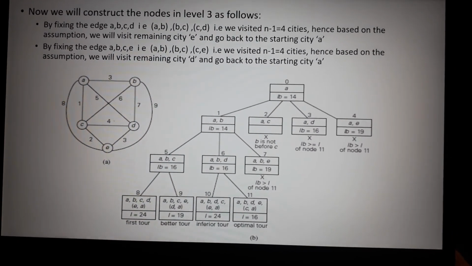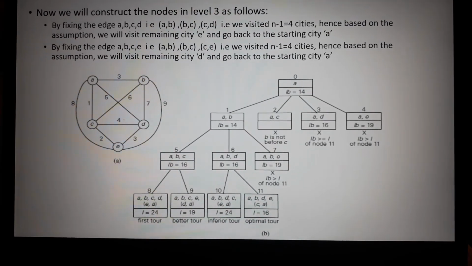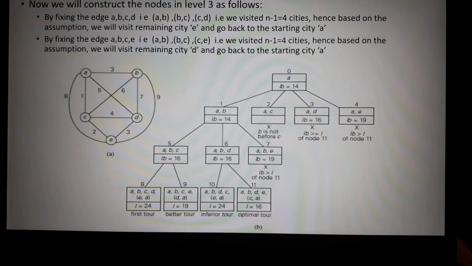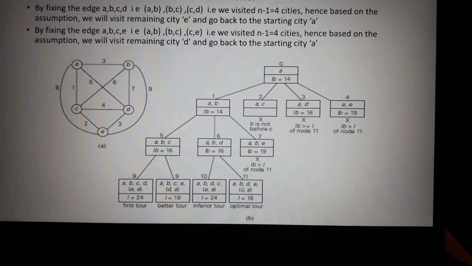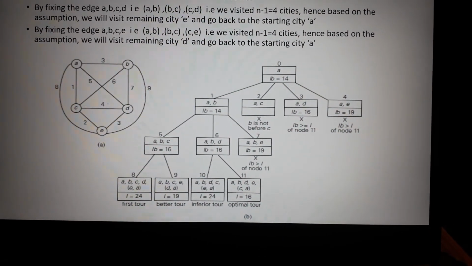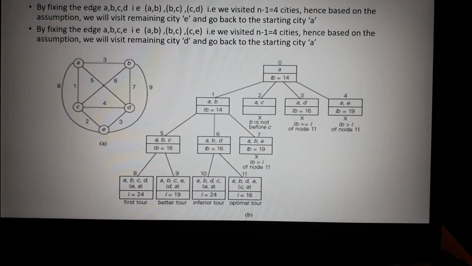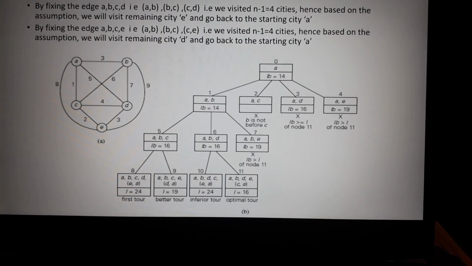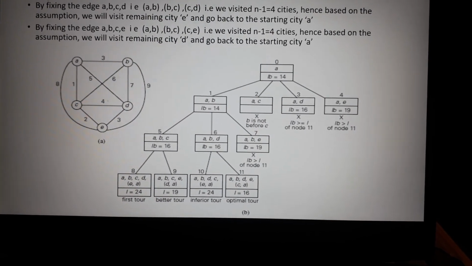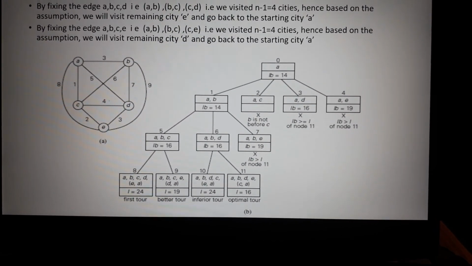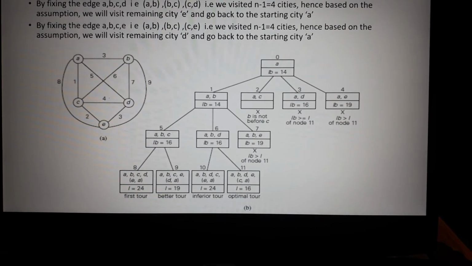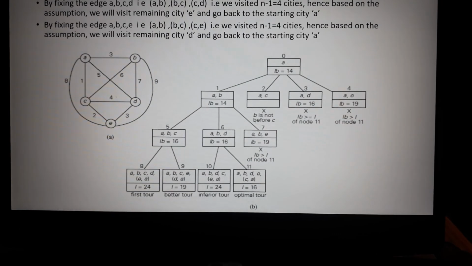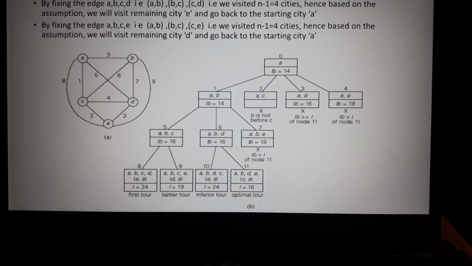Now we will construct the nodes in level 3 as follows. By fixing the edges A, B, C, D, that is AB, BC and CD. So after fixing the 3 edges, we have visited n minus 1 equal to 4 cities A, B, C, D. So now we can visit the remaining city. Hence, based on the assumption that we made, we will visit the remaining city E and go back to the starting city A.